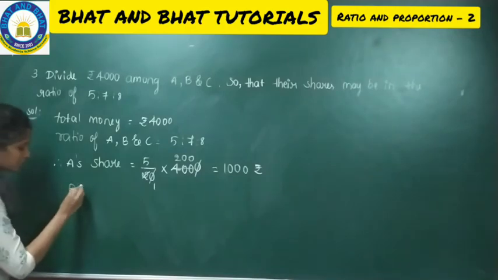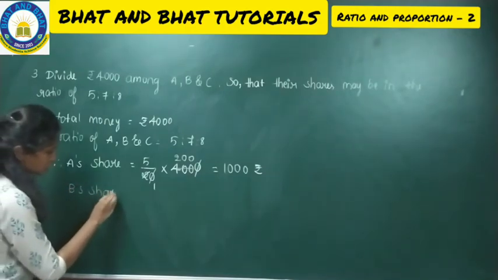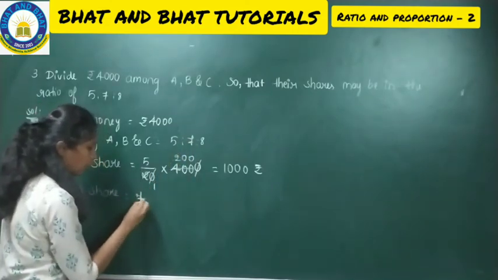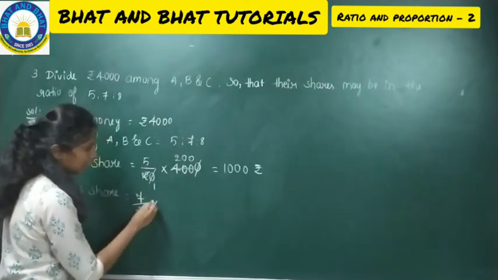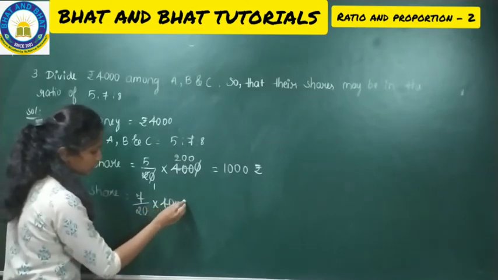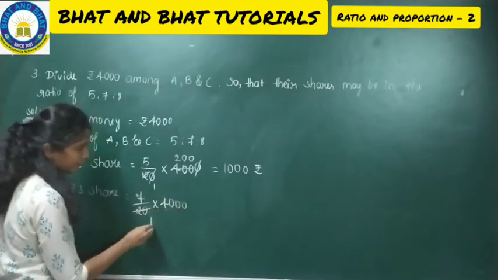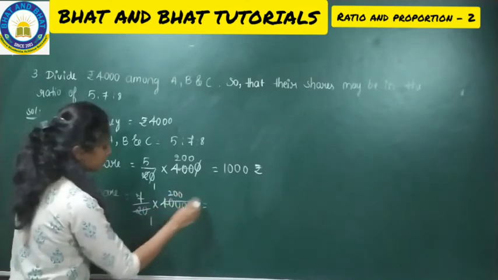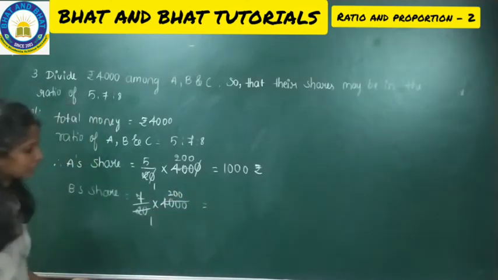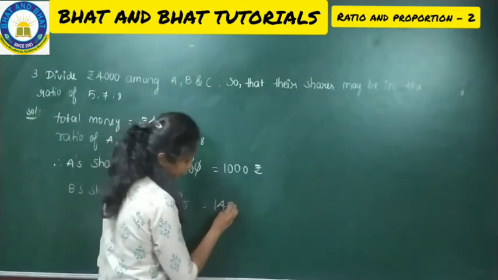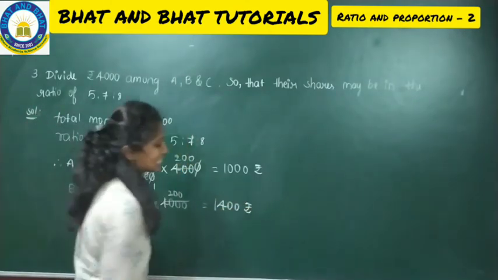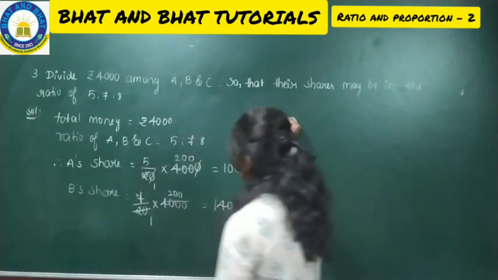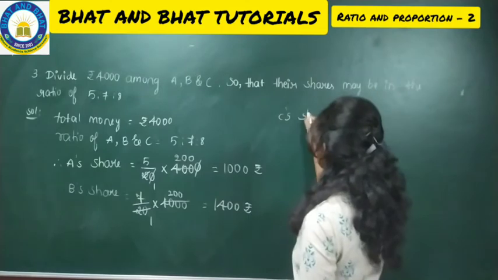So now let us see the B's share. B's share is equal to, B's part is 7 out of 20 into 4,000. So 20 ones are, 20 200s are. So 7 into 200, it is 1,400 rupees. So what is the share of B now? It is 1,400.